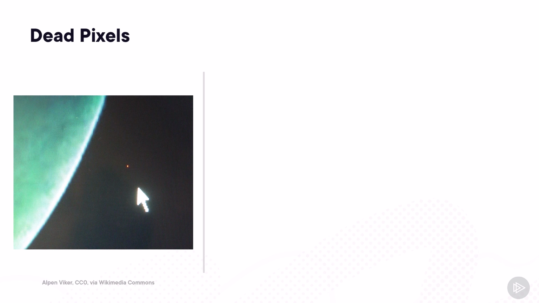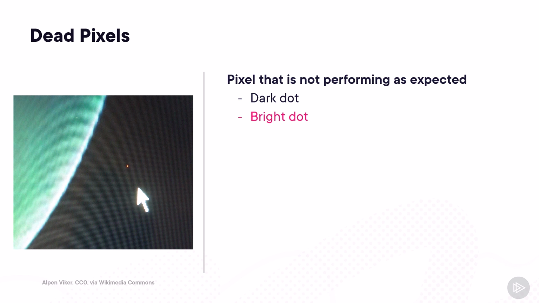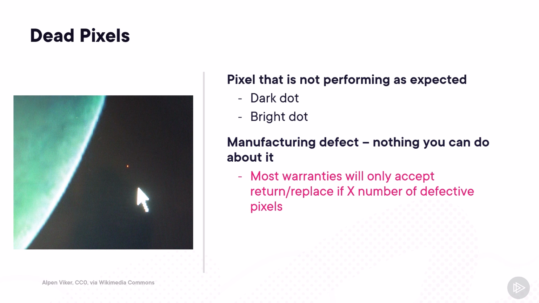Your monitor might also suffer from dead pixels. Those are pixels that are not performing as expected, and this can either show up as a dark dot or a bright dot on the screen. This is really a manufacturing defect, and there is nothing you can do about it. Your warranty usually has a threshold of how many dead pixels are needed for a warranty claim. So, for example, if you have over 10, then you can send it for warranty, but if there's only 1 or 2, well, you cannot do anything.